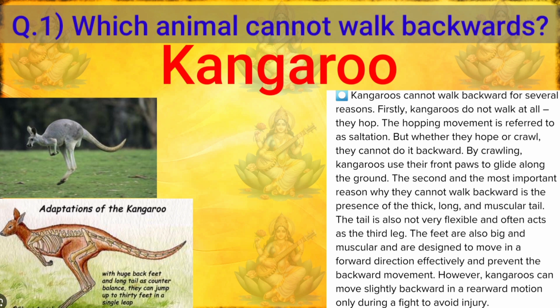The second and the most important reason why they cannot walk backward is the presence of the thick, long and muscular tail. The tail is also not very flexible and often acts as the third leg. The feet are also very big and muscular and are designed to move in a forward direction effectively and prevent the backward movement. However, kangaroos can move slightly backward in a rearward motion only during a fight to avoid injury.